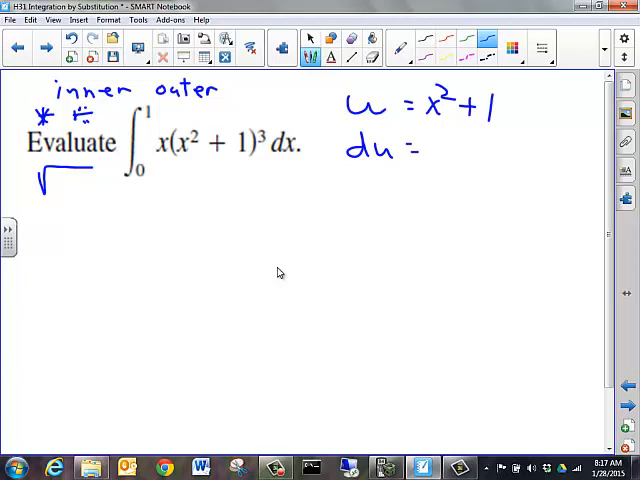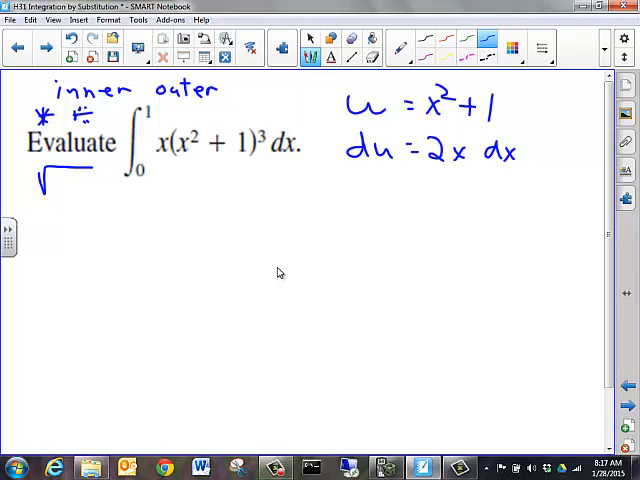Remember, I told you, you don't want to look back at your integral to find your du. You want to find your du by looking at u. So du is 2x dx. And we talked about algebraically why we put the dx over there. We're just thinking of it as algebra.